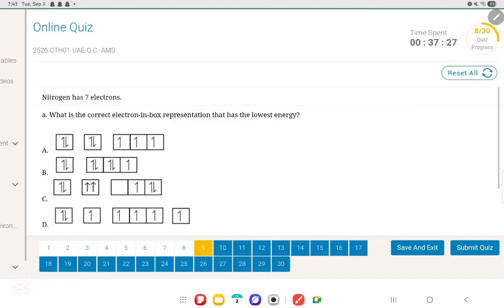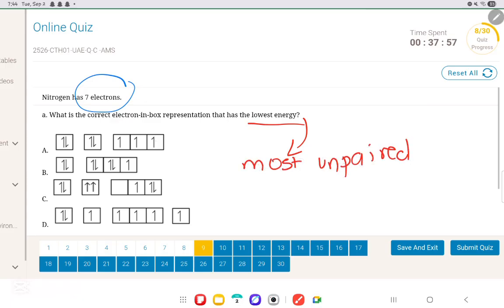So we move on to question number 9. Nitrogen has how many electrons? It has 7 electrons. What is the correct electron box representation that has the lowest energy? Keyword here is lowest energy. Whenever they say lowest energy, according to Hund's rule, this means it has the most unpaired electrons. So the one with the lowest energy always has the most unpaired electrons.